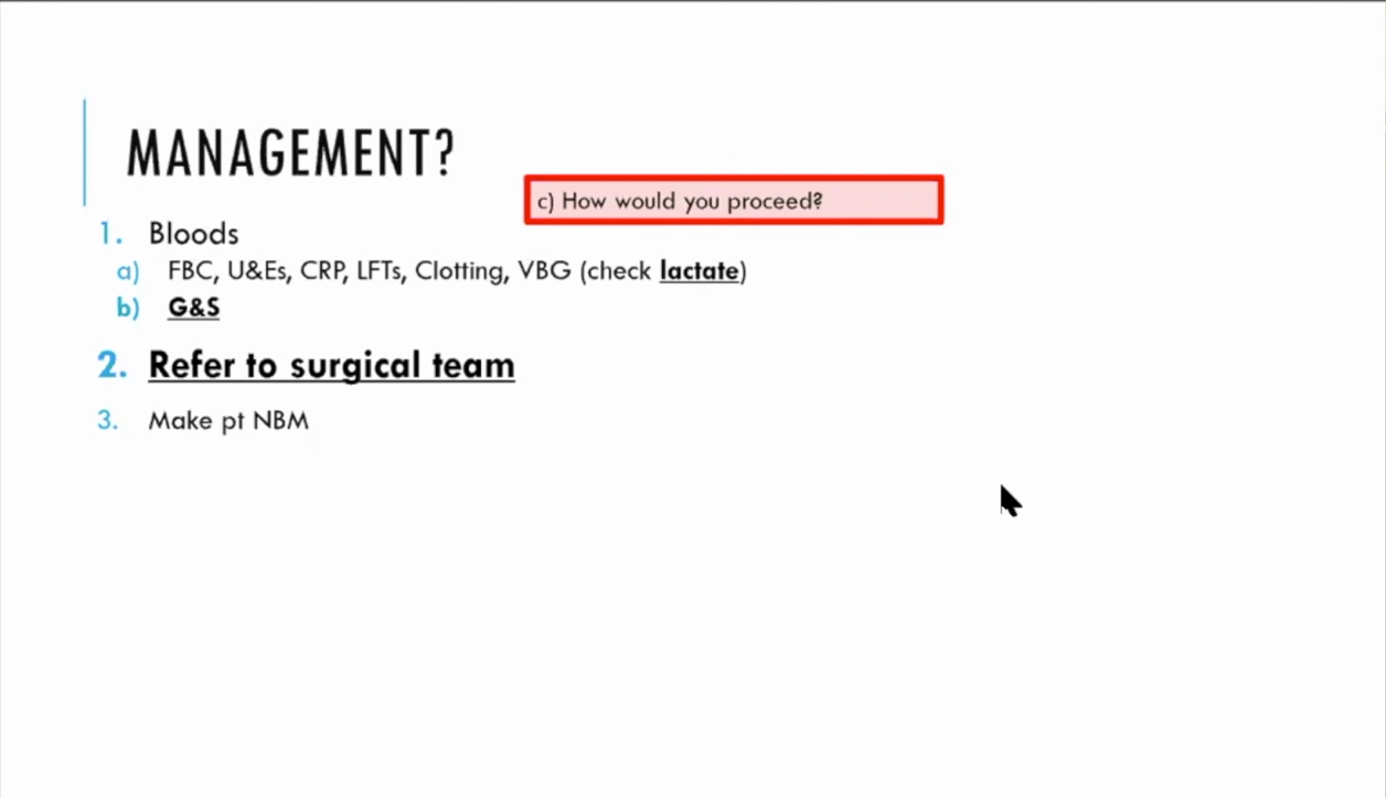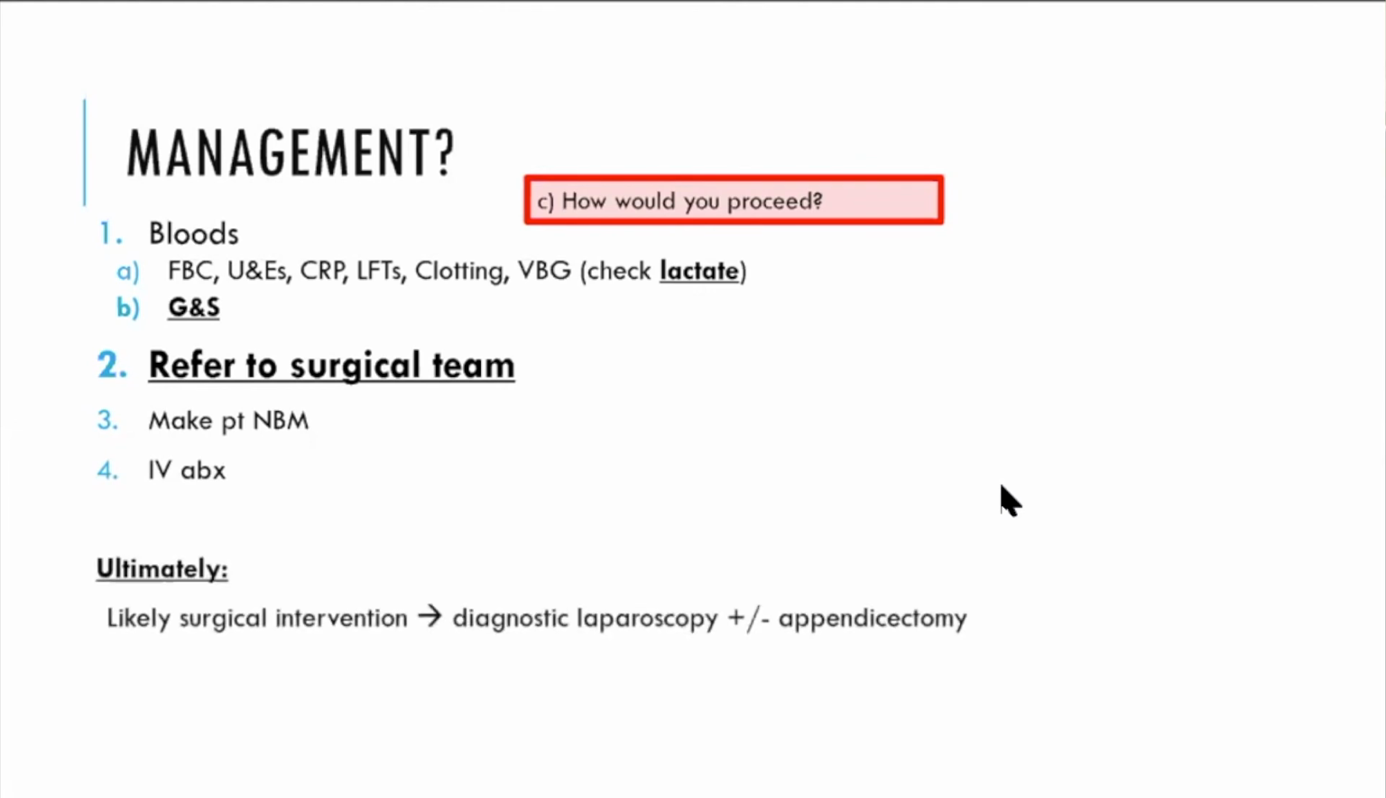Yes, you want them to go to theatre, but what are the things that you need to do to make them ready for theatre? Make them nil by mouth. Start intravenous antibiotics, as somebody said. And ultimately, like you said, this person will go for surgical intervention. There's a role for ultrasound scanning, which I know a lot of you mentioned as a bedside thing that you could do. So you're absolutely spot on. You're totally correct that ultrasounds can be helpful in diagnosing appendicitis.